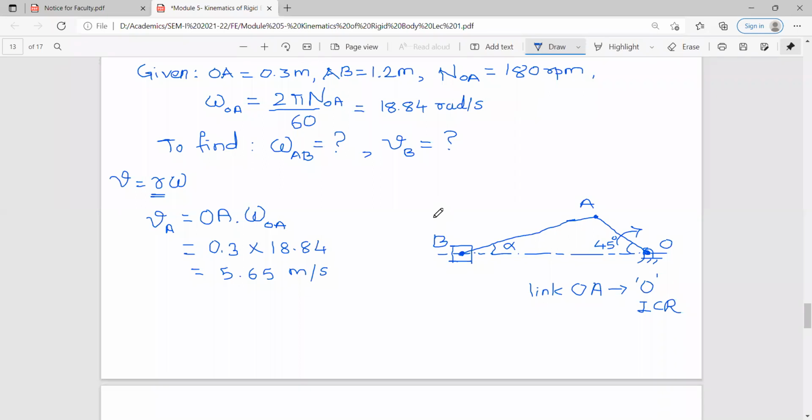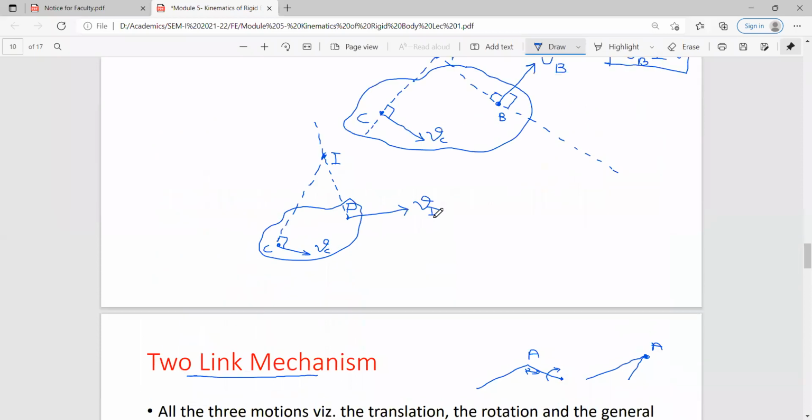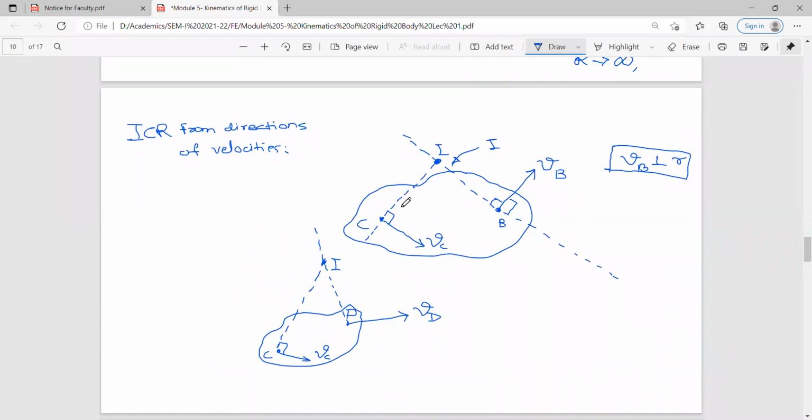Okay. So just for revision, I am taking you back. Yes, here. In this particular example, I showed you that if you know, say it is one link, and if you know the direction of velocity of any two points on that link. So here B and C are the two points on this link, of which we know the direction, that in which direction they are moving. If we know the direction of two points on the link, we can find out where is the ICR by drawing the perpendicular to the direction of velocity. So same concept we are going to use in order to locate the ICR of the connecting rod.